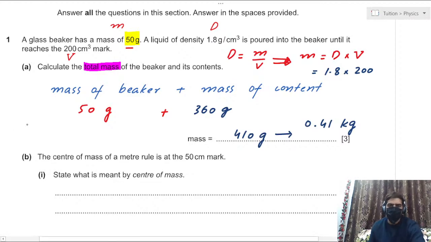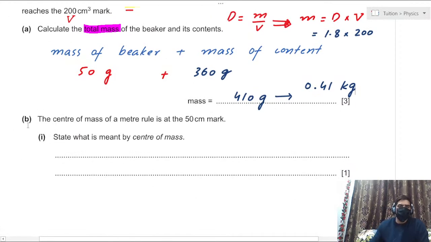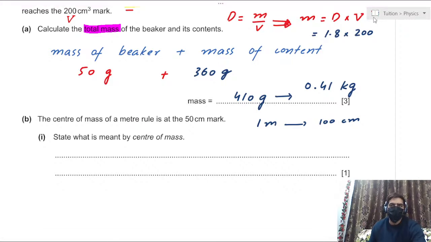All right, on to the next part. It says the center of the mass of the meter rule is at 50 centimeter mark, and that makes sense if you have a meter rule which would be 1 meter long, or you can say 100 centimeter long. So the center of mass has to be at 50 centimeter. Now the question says state what is meant by the center of mass. Every time you're asked this definition you have to write it that way.